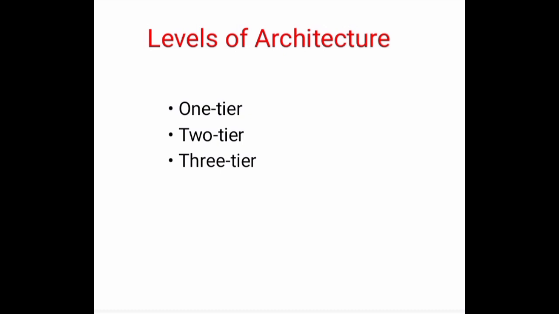And the next is levels of database architecture. When we talk about the architecture of a database system, we often refer to how the different components, the user interface, the application logic, and the database itself are organized and interact. Over time, different architectural models have emerged to address various needs and complexities. Let's look at the main levels of architecture.